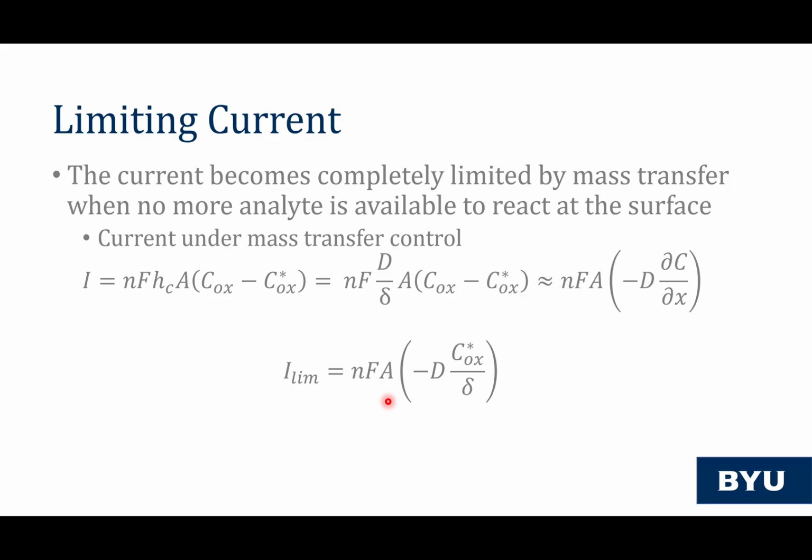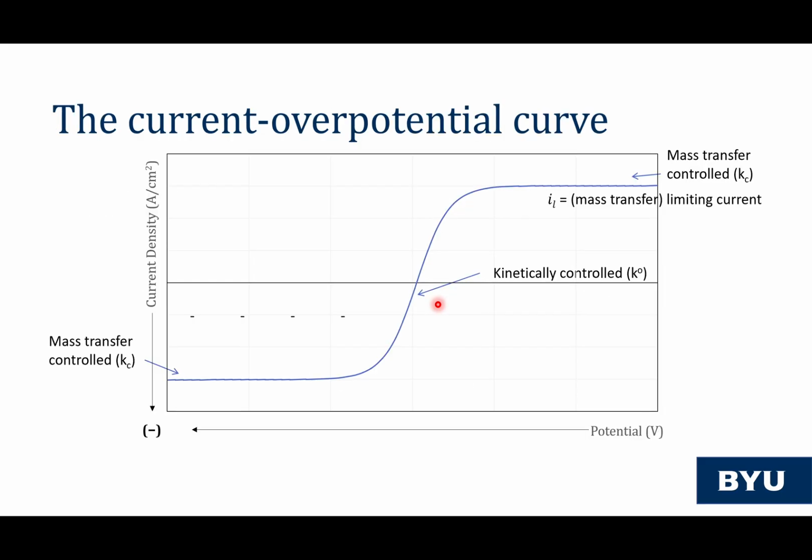You can see this is what defines our limiting reaction when the concentration at the surface becomes zero. So that is the definition of mass transfer control, when kinetics can no longer give us any advantage because it's already maxed itself out. We're already at the surface of the electrode. We've already reacted everything that we can. And so from this point on, we just have to rely on mass transfer to speed up our reaction.